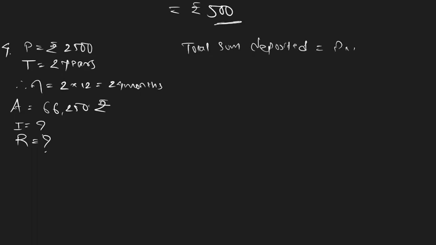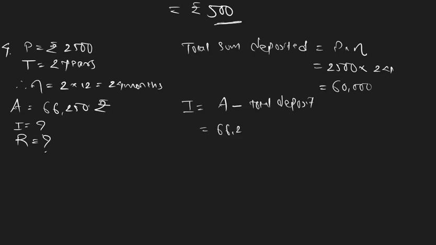Total sum deposited is equal to P into N. What is P? 2500. What is N? 24, right? So 2500 into 24 is 60,000. 60,000 rupees Mr. Ahmed deposited for 2 years in total, and the amount was 66,250. So we can find the interest. Interest is amount minus total deposit. So amount is 66,250 minus deposit is 60,000, and the answer is 6250. Okay, so that is your interest.